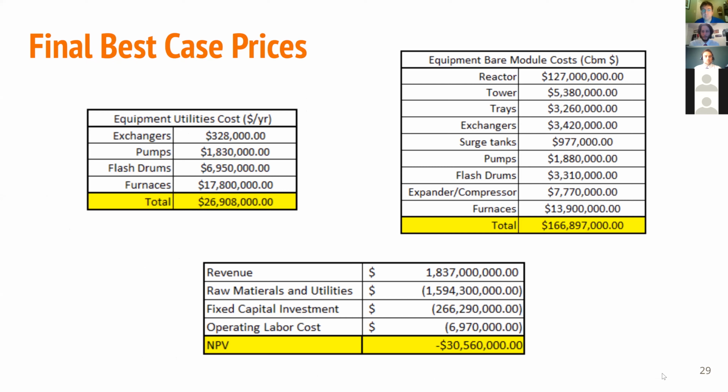And this is our final best case scenario with our utility costs and bare module cost. And at the bottom, you can see the factors going into the NPV costs. And our final best case NPV was negative $30 million and $560,000.